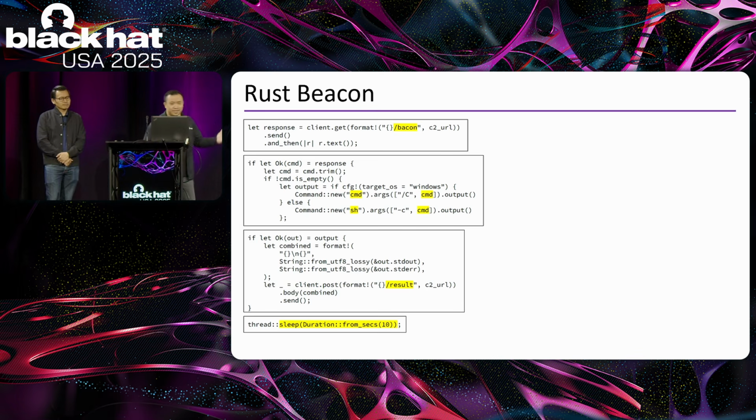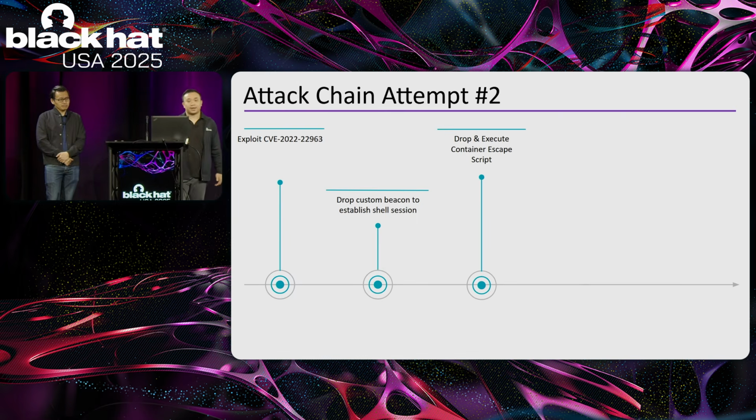As you can see in these snippets here, these are the core functionalities of the beacon. They're fairly basic. It sends a GET request to the beacon to get a command to run, then checks if the command is valid, executes the command, pulls the result back into result, and then sleeps for 10 seconds in between beacons. So with these new mutations, I executed the campaign again.